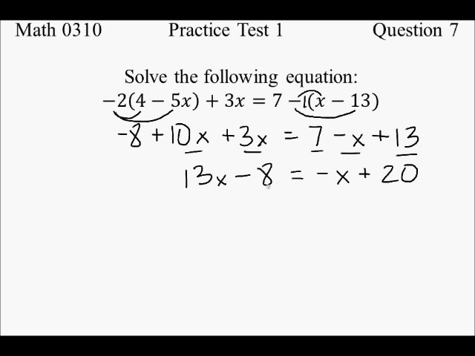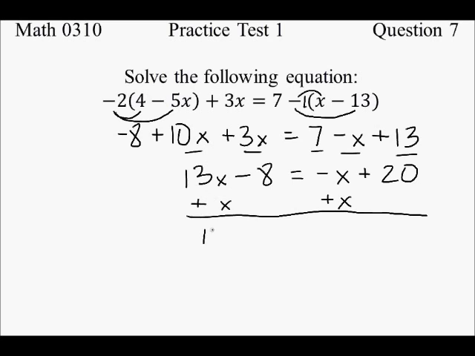And now we want to get our x terms together. I think it's easier to probably add x to both sides. So let's go ahead and get rid of our minus x here. Opposite of minus x is plus x. So we'll add x here. Remember, that's like adding 1x. So 13x plus another x.